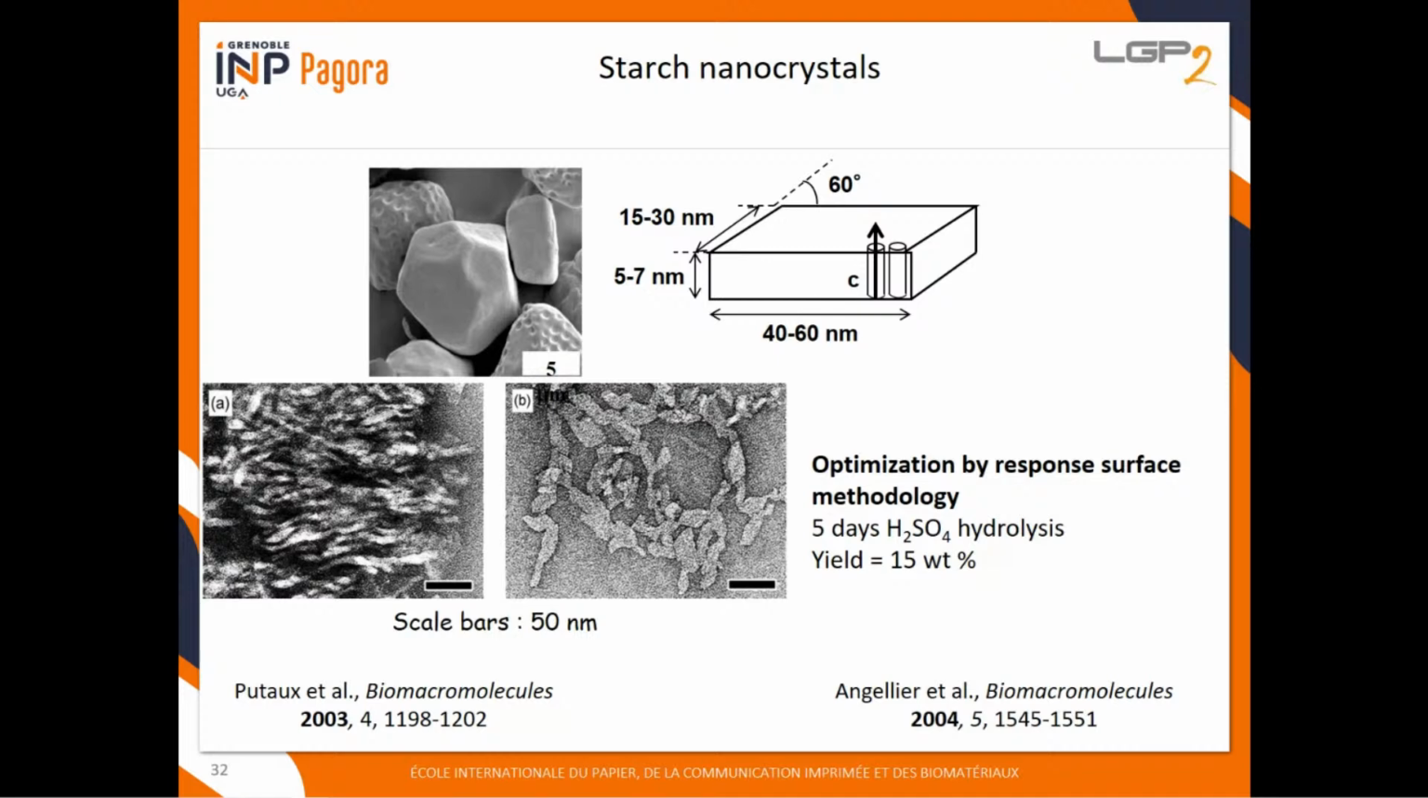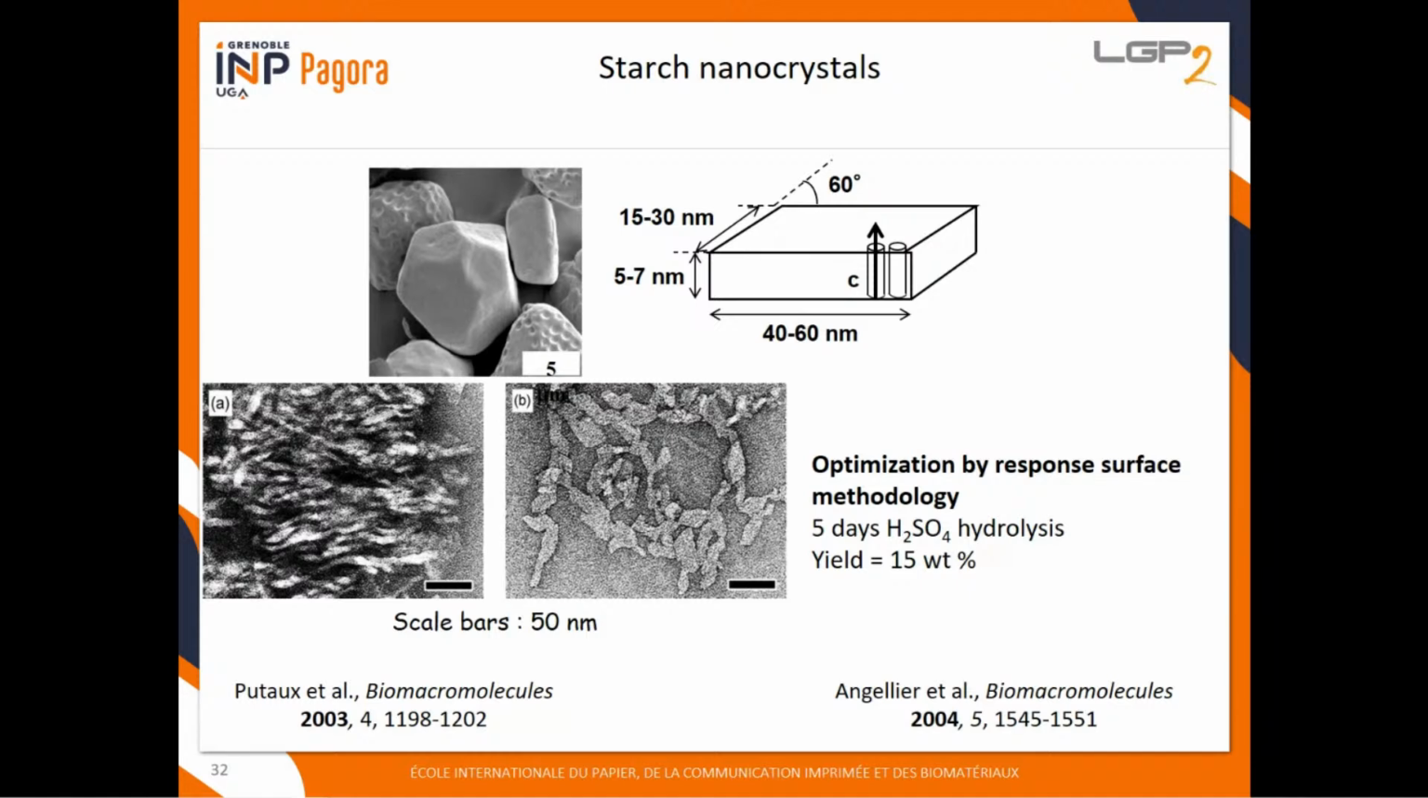You can see that the lengths range between 40 to 60 nanometers. The width is between 15 to 30 nanometers, and the thickness is around 6 nanometers. So the difference in aspect, so we don't obtain any nanorods in this case, is just because starch is not a structural element in nature. So for a structural element, it's necessary to have rods or fibers.